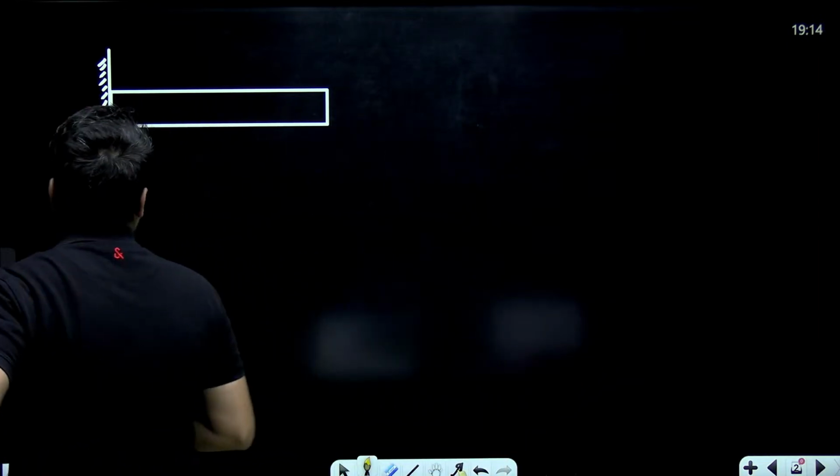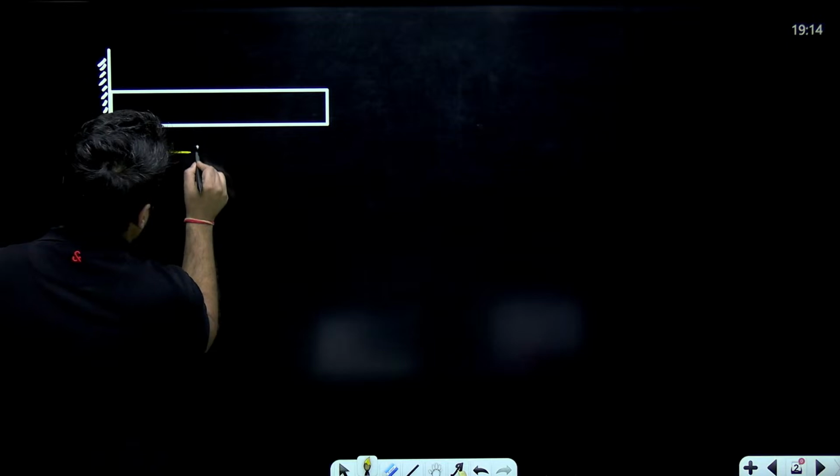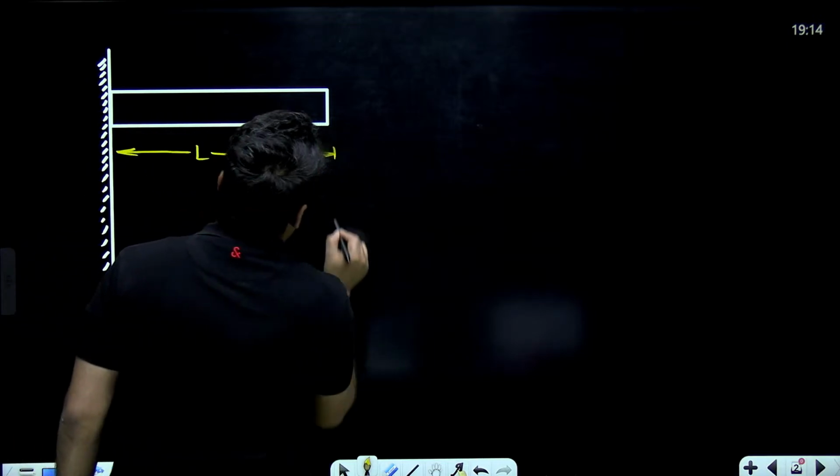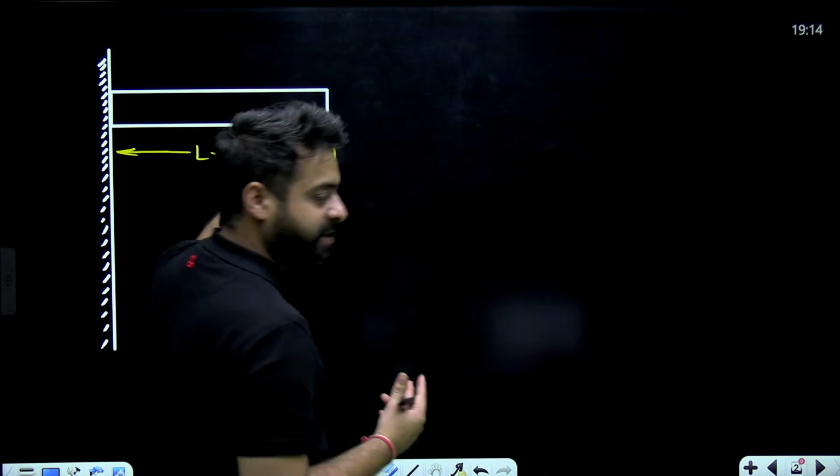Let's suppose if I give you one simple material, for assumption a steel bar, you can assume it anything. Let's suppose there is a steel bar having length L. Obviously it is having some cross-section area A.